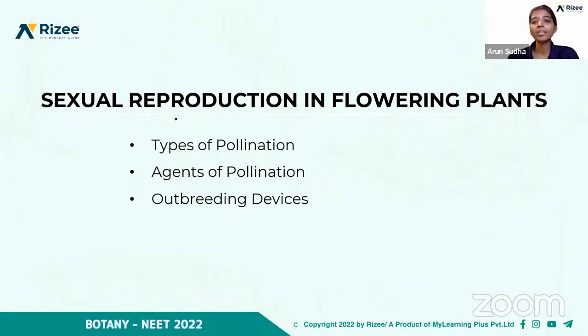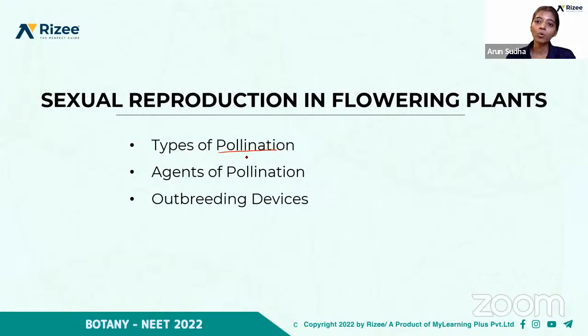So today we'll see in detail about pollination. What do you mean by pollination, and what is the need for pollination? Why should pollination occur in plants? Pollination is the transfer of the pollen grain from the anther to the stigma, right? So that is pollination. So why should pollination happen?